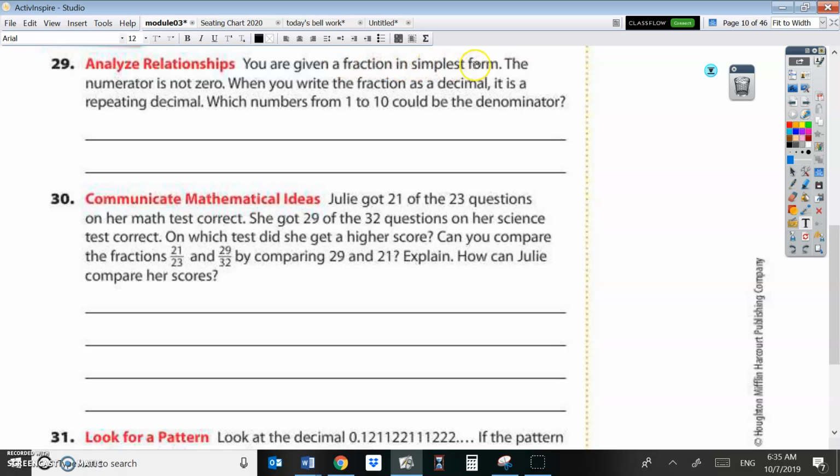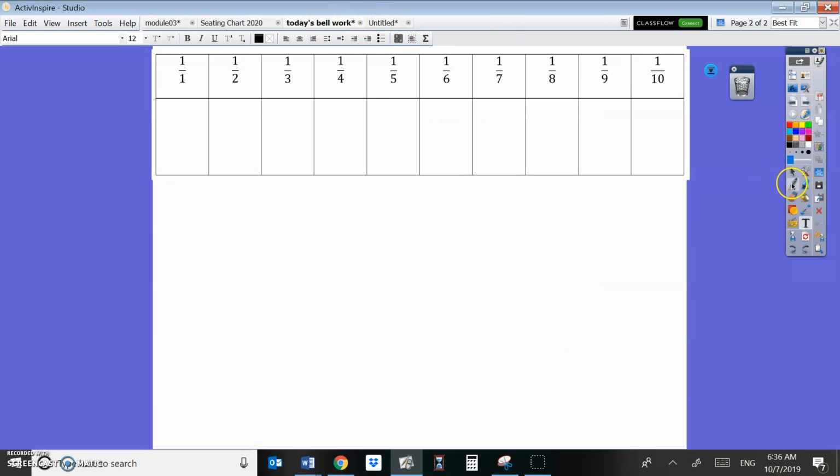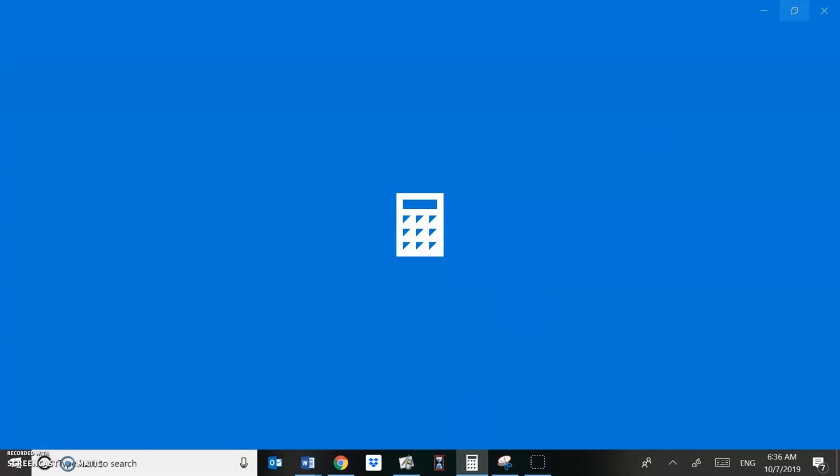You were given a fraction in simplest form. The numerator is not 0. When you write the fraction as a decimal, it is a repeating decimal. Which numbers from 1 to 10 could be the denominator? Okay, so convert these fractions to decimals. I'm going to use my calculator because I want to be quick.